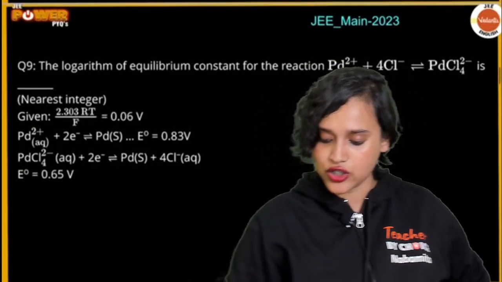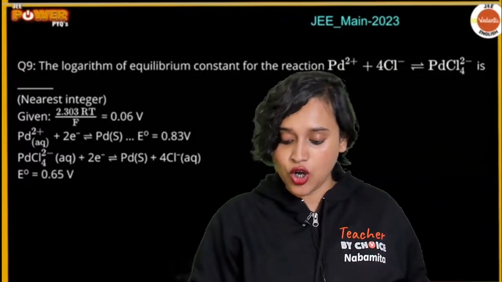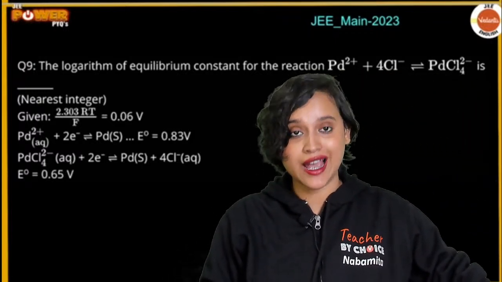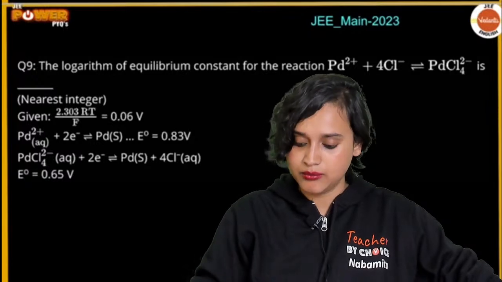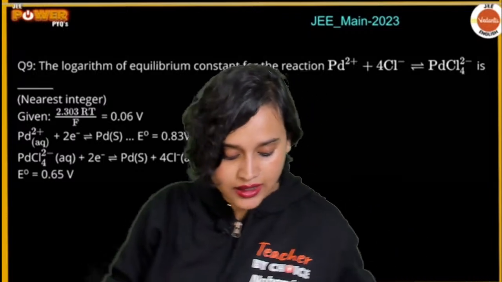Chalo guys. Now, next question here. This is also a JEE Main 2023 question. The logarithm of equilibrium constant for the reaction palladium 2 plus plus 4Cl minus gives PdCl4 2 minus is dash.